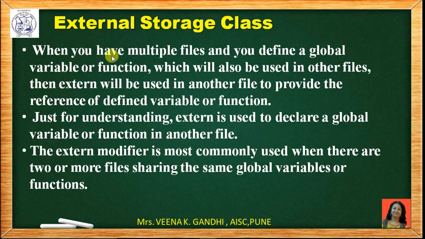When you have multiple files and you define a global variable or function which is also used in other files, then the extern keyword will be used in the other file to provide the reference to the defined variable or function. Just for understanding, extern is used to declare a global variable or function in another file. The extern modifier is most commonly used when there are two or more files sharing the same global variables or functions.